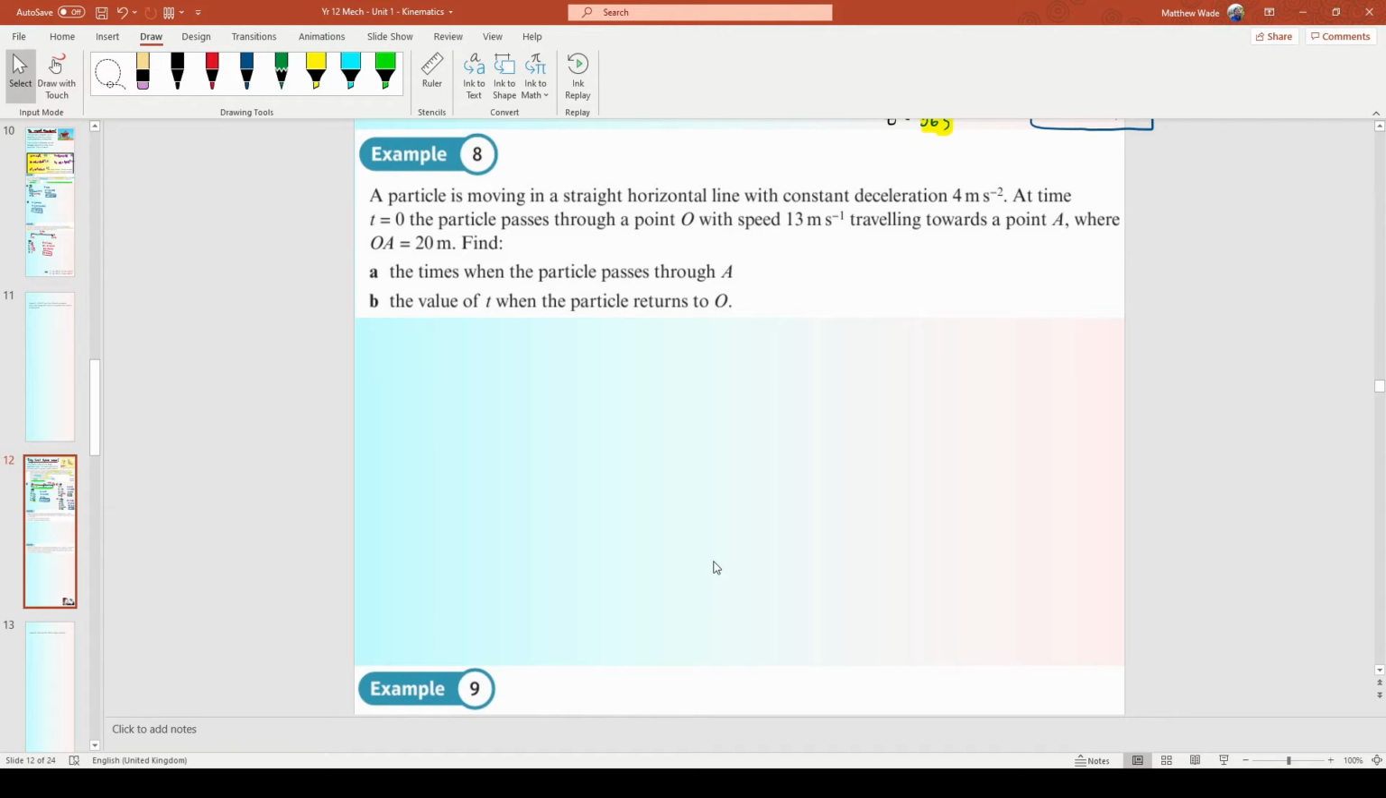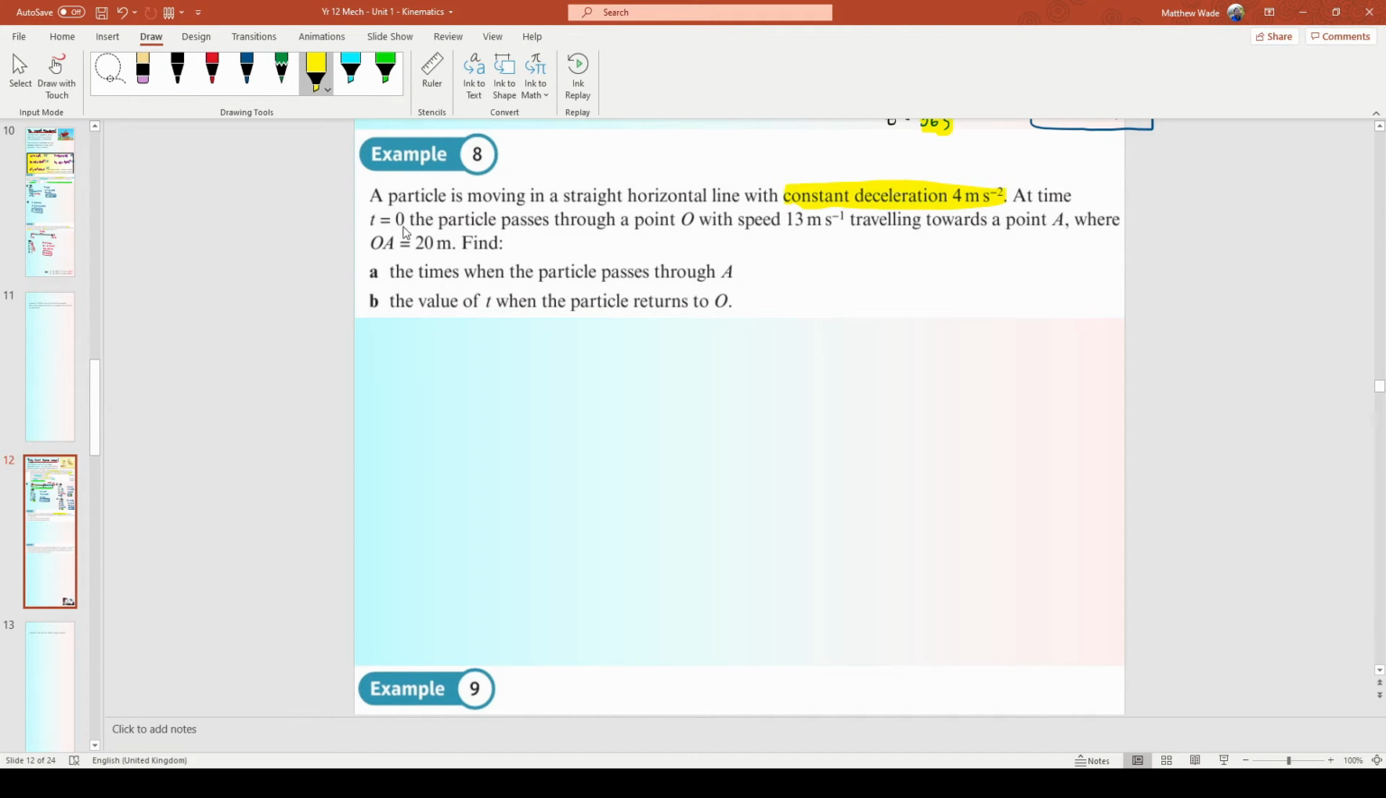Okay, a particle is moving in a straight horizontal line with deceleration of 4. At time 0, it passes through the point O with speed 13, traveling toward the point A, where OA is 20. Oh my god, it's one of those really horrible ones. Okay, you ready? Constant deceleration 4. They've written it to look like a maths question, even though it's a physics question.